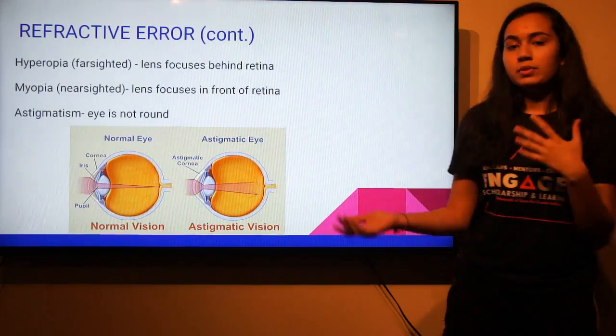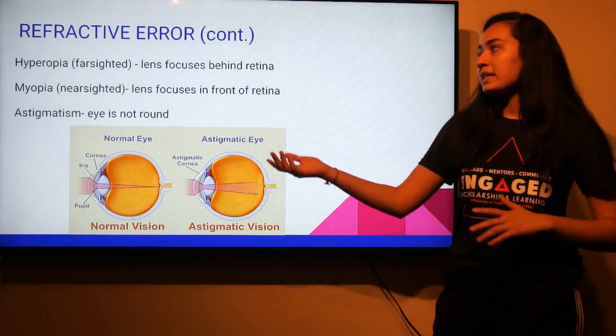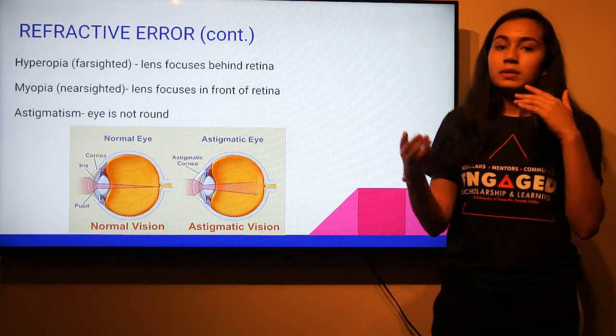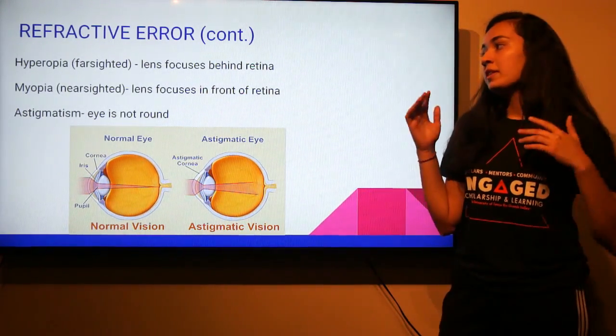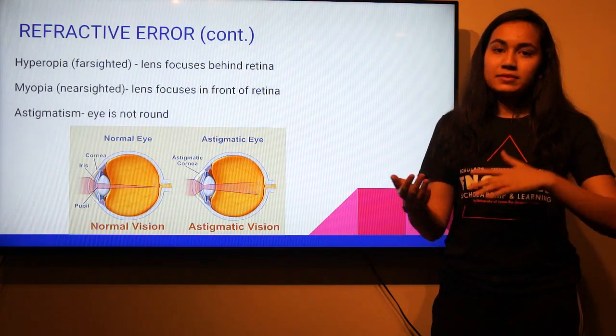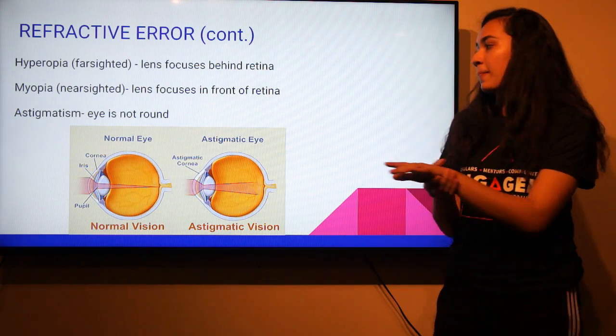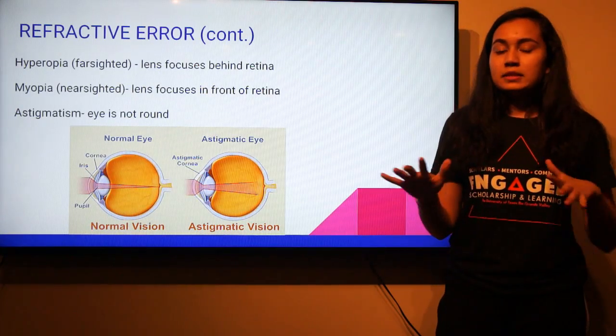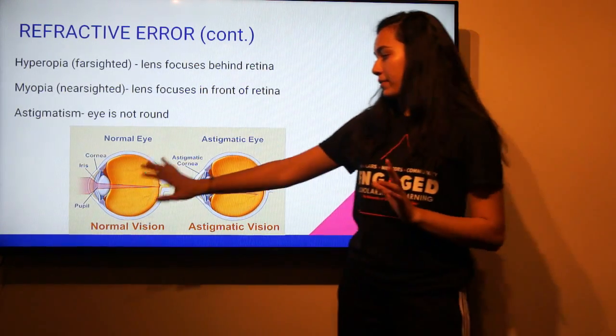And so to reiterate, hyperopia or farsightedness, the lens focuses behind the retina. Myopia, which is nearsightedness, the lens focuses in front of the retina. And then if you have astigmatism, it's a little bit different. So I have an image right here.